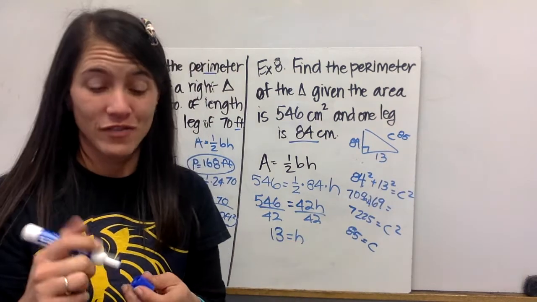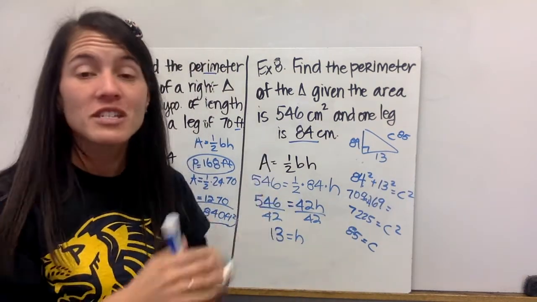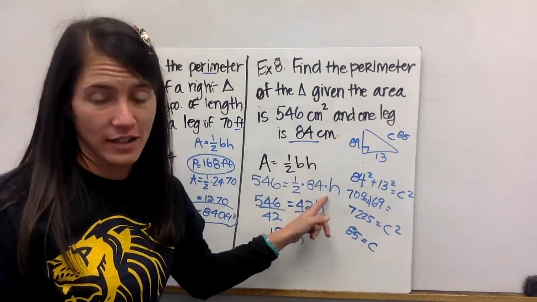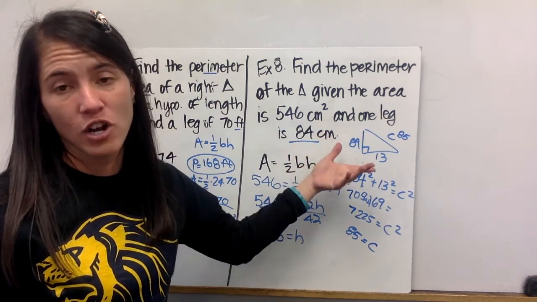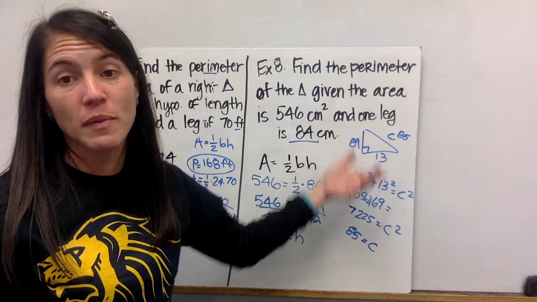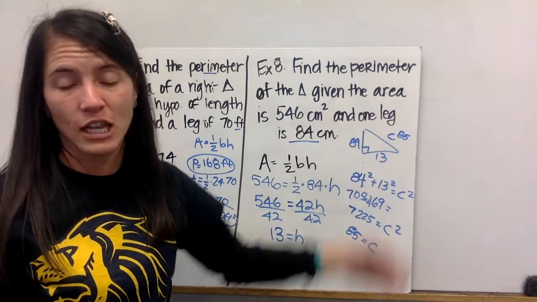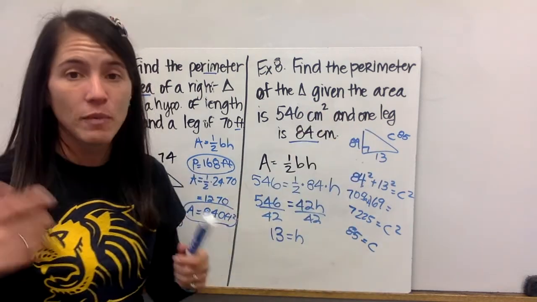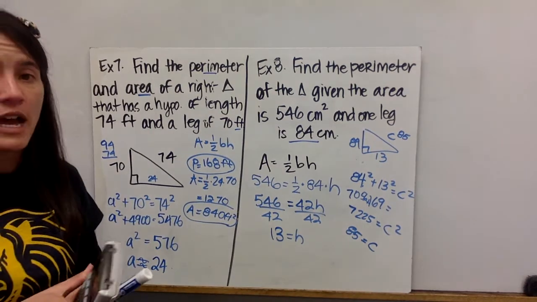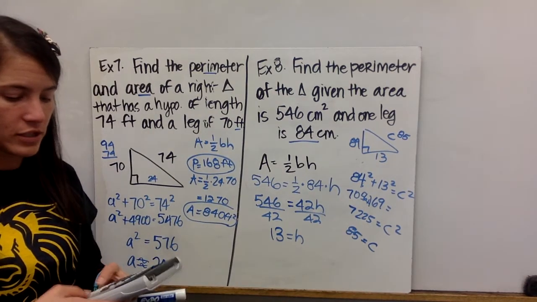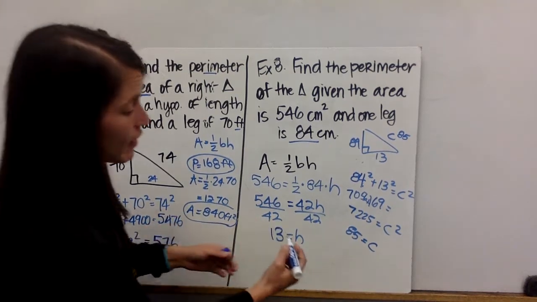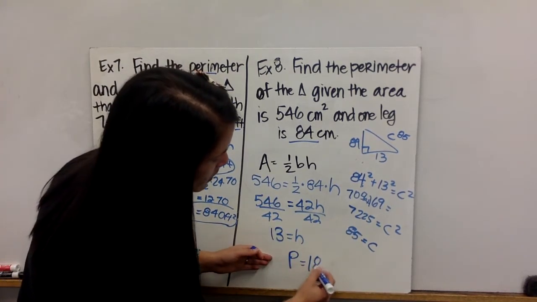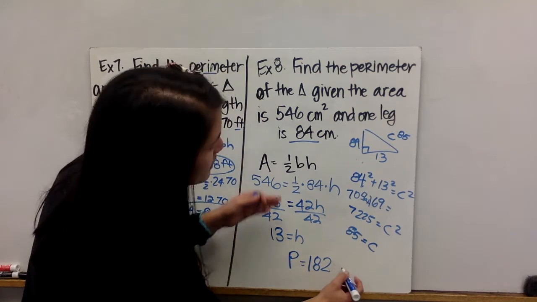So let me just recap. I used the area to solve for the height. Once I found the height, I knew the base and the height of a right triangle. And then I used the Pythagorean Theorem to find the missing third side. Now I can add them all up. I'm going to add up 84 plus 13 plus 85. And my final answer, my perimeter is 182 centimeters.